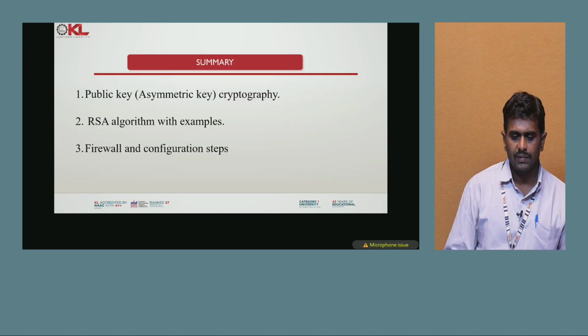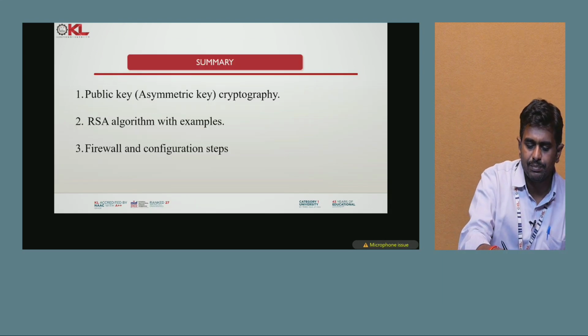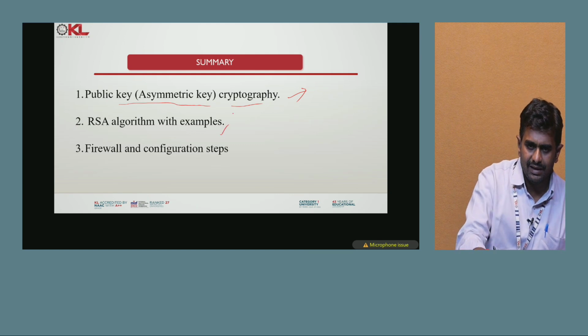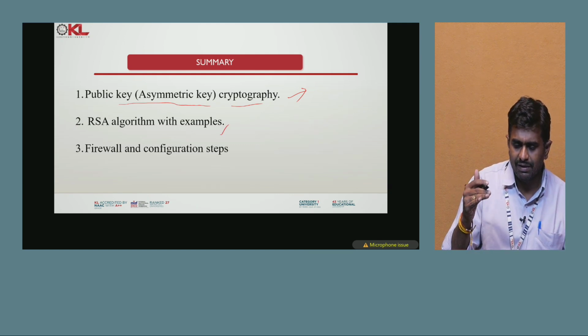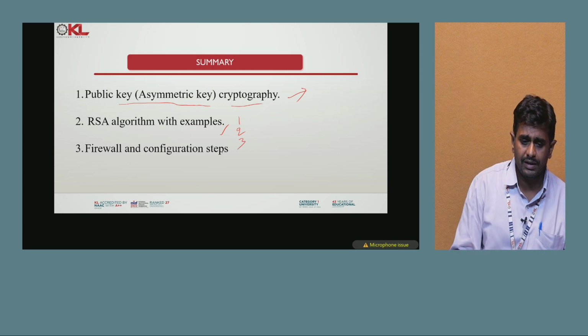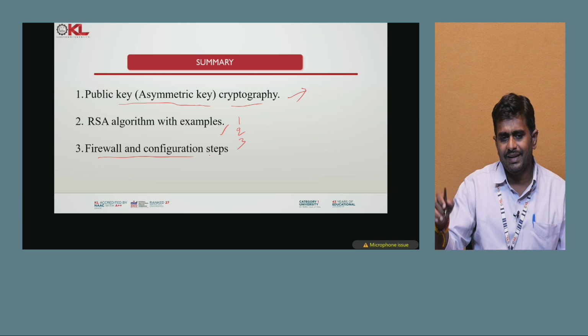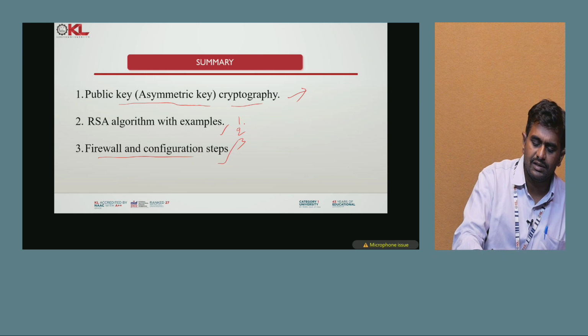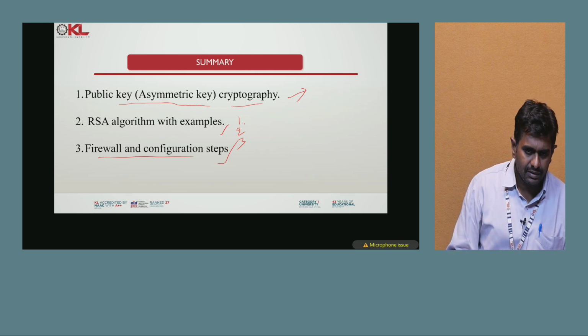So the summary of this content: what is the public key, what is the asymmetric key? There are 2 keys, generated as a public key and a private key. And the RSA algorithm has 3 steps: first, generate the public key and private key; second, encryption, how to encrypt the data; and third, how to decrypt the data. Then finally, what is a firewall and the essential steps for configuring firewalls. We discussed 6 steps in this session.